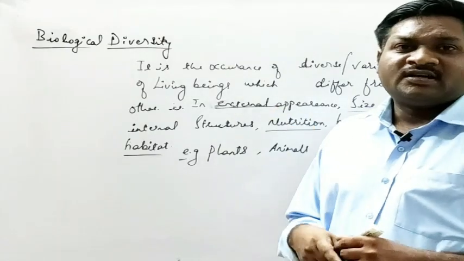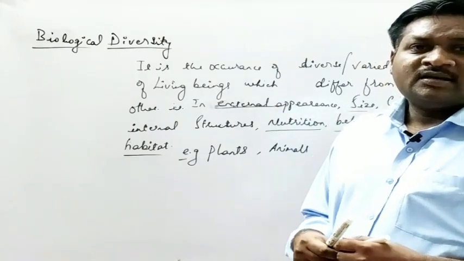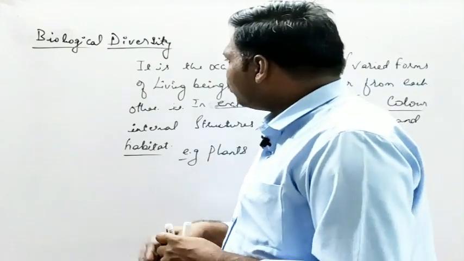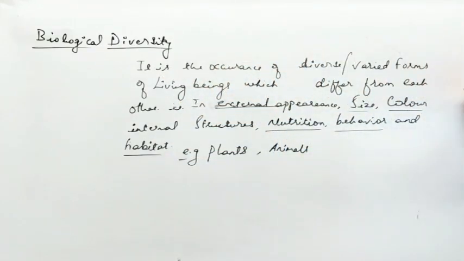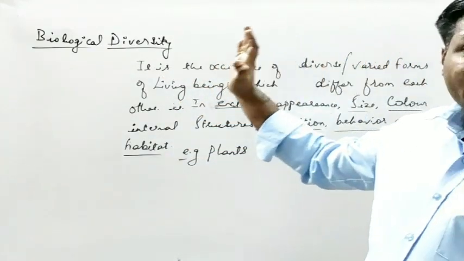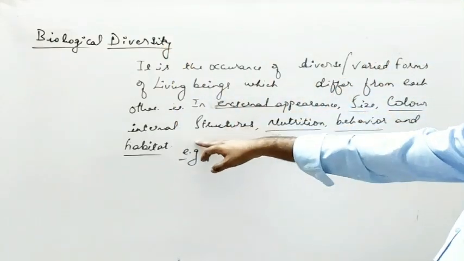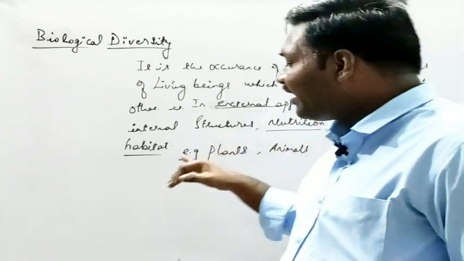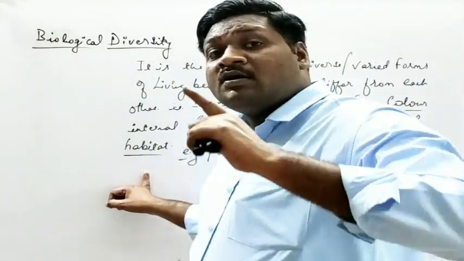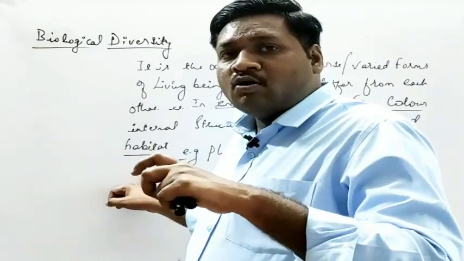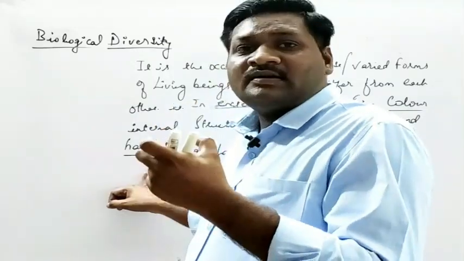Now let us start with the main point, that is classification. Now we know that different living organisms are there, and these living organisms are characterized on the basis of external appearance, size, color, internal structures, nutrition, behavior and habitat, right. Now tell me, how do we define classification?